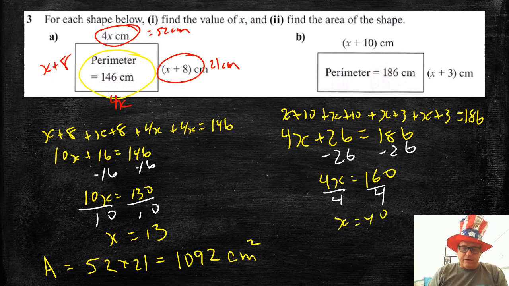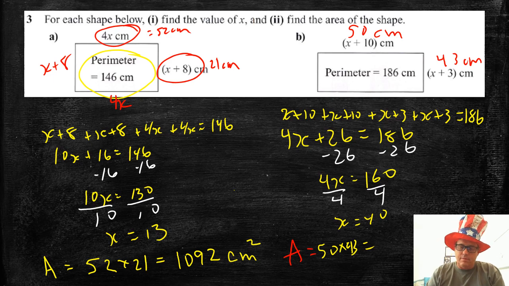Now they want me to find the area. So if x is 40, the length of the triangle is 50 centimeters, and the width of the triangle is 43 centimeters. So multiply those two together. The area is going to equal 50 times 43, which equals 2150. Don't forget your units. Again, centimeters squared.